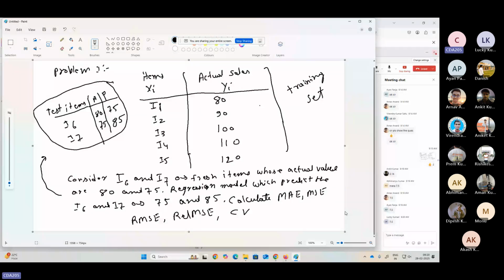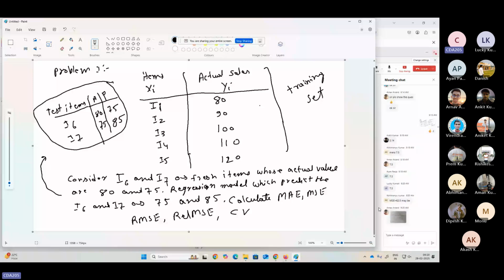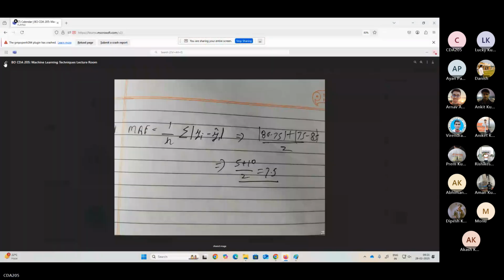Now come to the MSE. What is the value of MSE? 62.5. Okay, one value. Has anyone got 62.5 for MSE? Arnav sent the screenshot. Yeah, it is okay. Okay, Arnav, that is right. What is MSE?